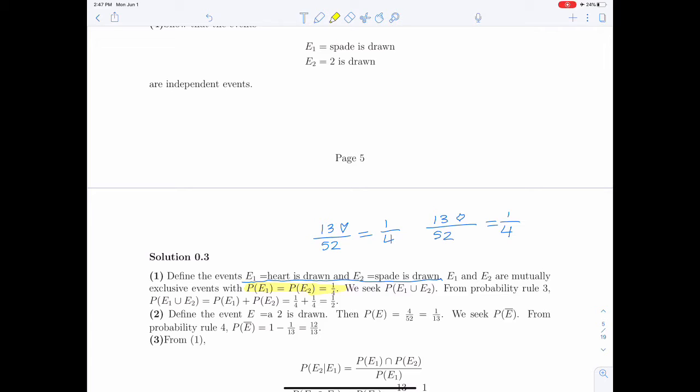And like I said before, we're looking for the union of these two because we want to know if either of these things could happen. So from probability rule 3, we literally just have to add them up to get 1/2. So you have a 50% chance of drawing one of those cards, which also tracks because about 50% of the deck is either a spade or a heart.